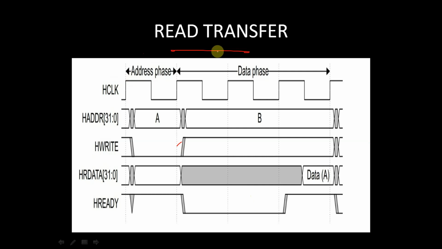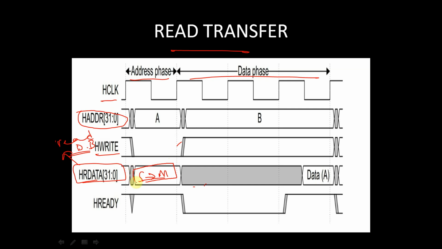So here in the read transfer, we can see we have a clock signal, and this is the address phase followed by the data phase. And we have a signal called HADDR of 32 bits, and we have the HWRITE signal, and HRDATA is the read data bus. Using this HRDATA bus, we are passing the data from slave to master. That is, a read operation is being performed.